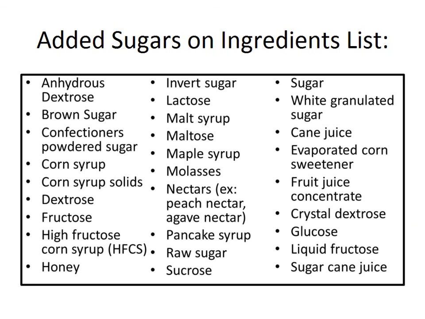And what to look for on the ingredients list to tell if there's added sugar in a product. These are just some different names of some added sugars that can be added to foods, such as high fructose corn syrup, even fruit juice concentrate or honey can be used as added sugars, maple syrup, molasses, nectars. Although they are natural, if they're added to a food just for sweetening, then it's still considered an added sugar.